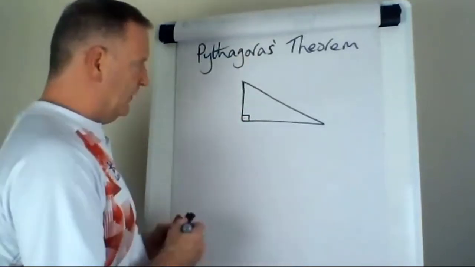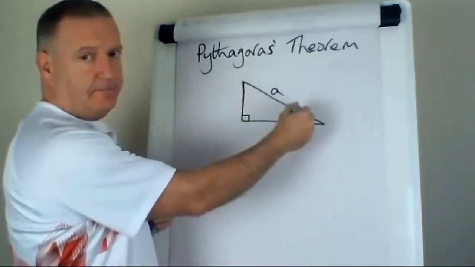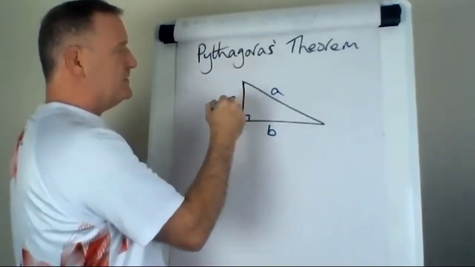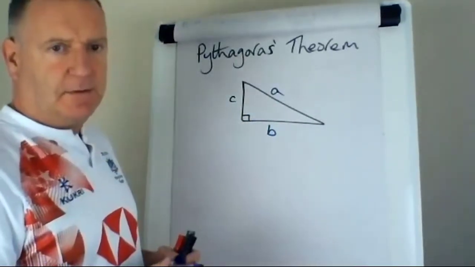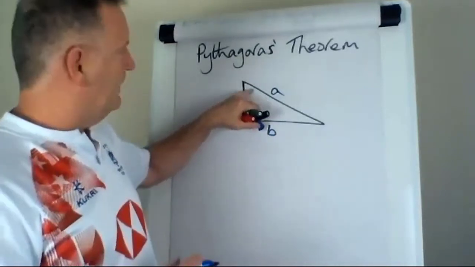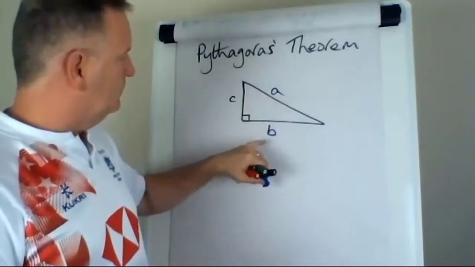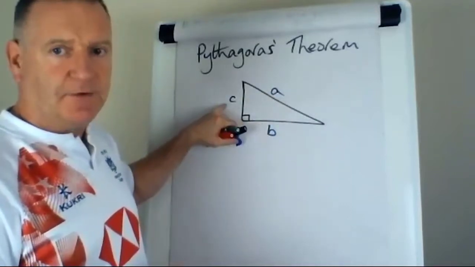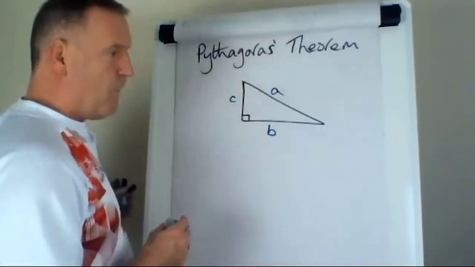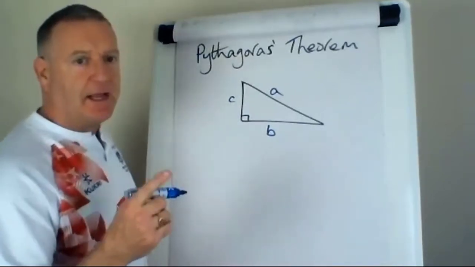If I were to call this side A, side B, and side C, then you'll know already, Nathan, that the square on this side here is equal to the square of that plus the square of that. You know that already? What does that mean? Is it plus or multiply? It's Pythagoras' theorem, and this is how I'd like you to write it down.